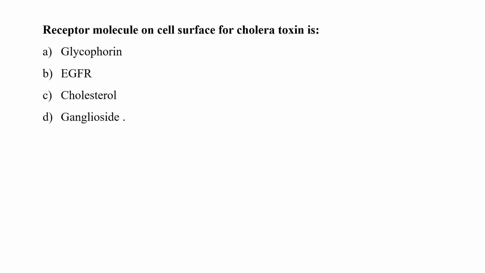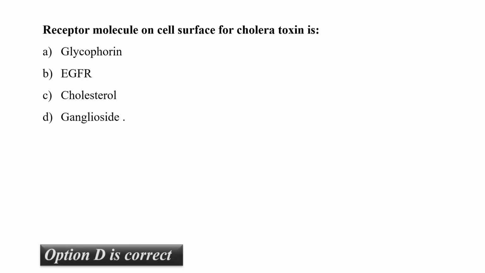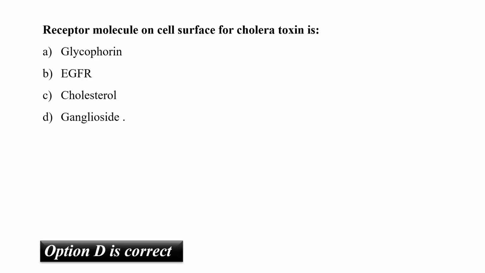The receptor molecule on the cell surface for cholera toxin is glycophorin, EGFR, cholesterol, or gangliosides. The membrane receptor for cholera toxin on the cell membrane appears to be a complex which contains the ganglioside GM1. So option D is the correct answer.